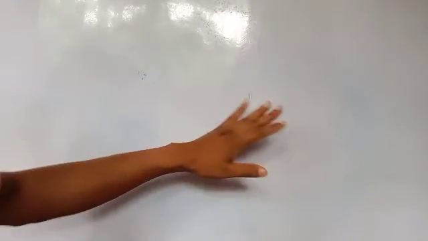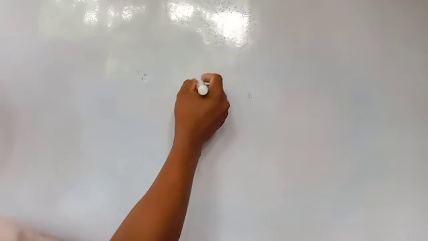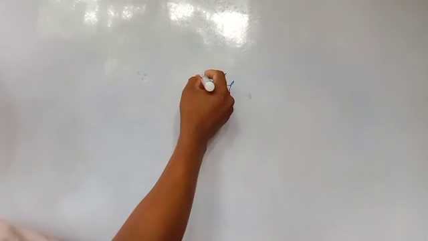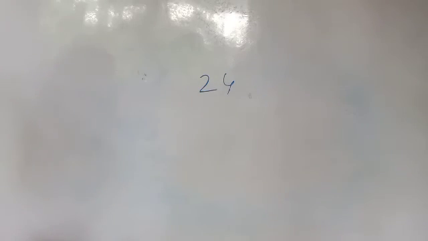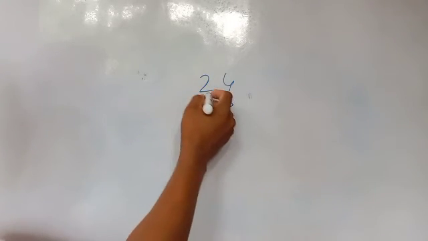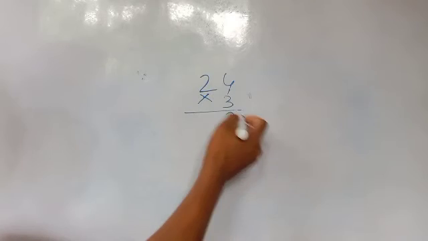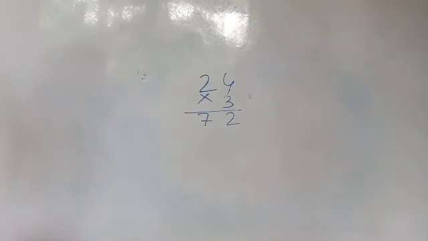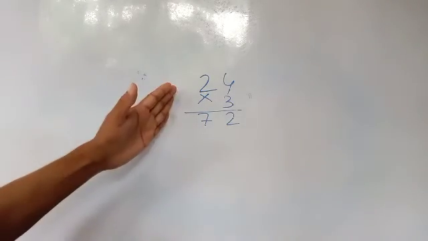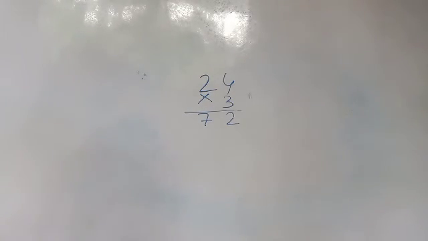Very simple. Take one example. Suppose 24, you multiply by 3. Now 3 fours are 12, carry 1, 3 twos are 6 plus 1, 7. So 72. Your answer is 72.